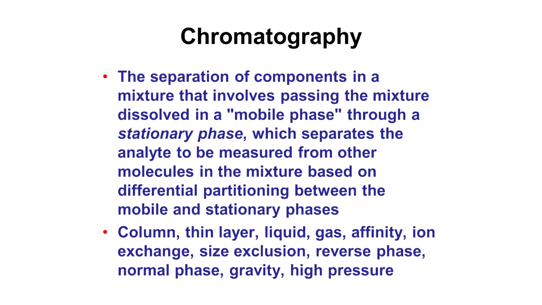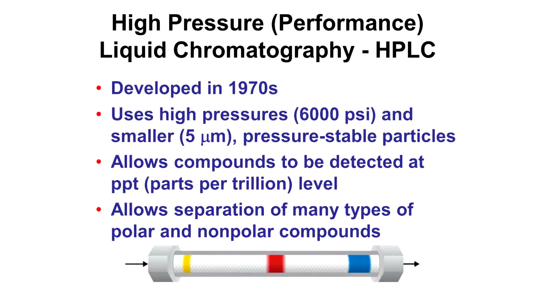Or HILIC. There's also high pressure or just gravity to move the mobile phase. The most common technique still in metabolomics is high pressure or high performance liquid chromatography. So that was developed in the 1970s. It's a very mature technology.